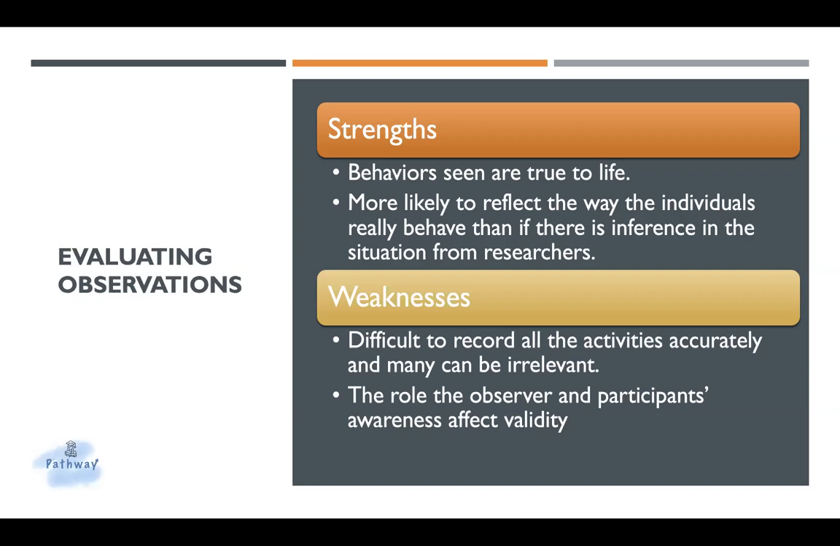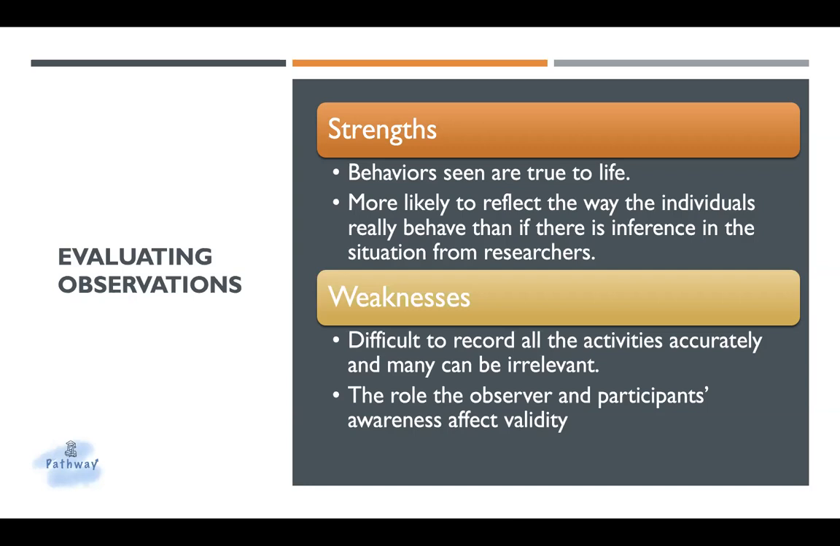So the role played by the observer and the participants' awareness of this affects validity. If participants are unaware of the observer or can ignore them, their activities are more likely to reflect their normal behavior, which means that covert observers would produce more valid results than overt ones. Do you see the point?